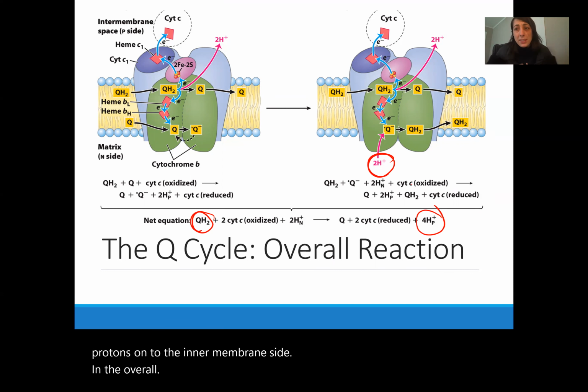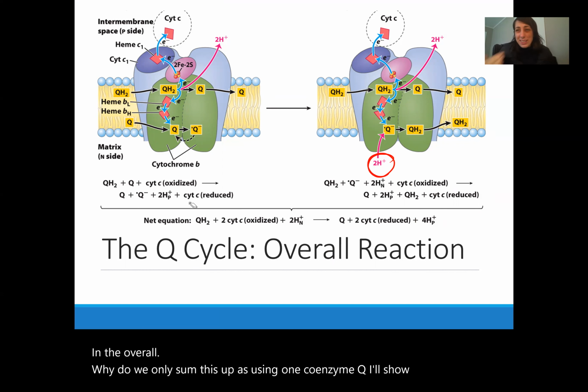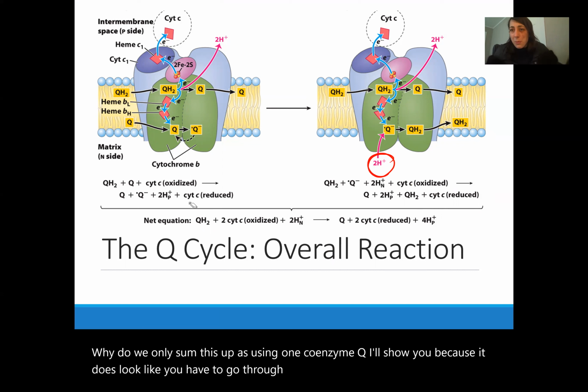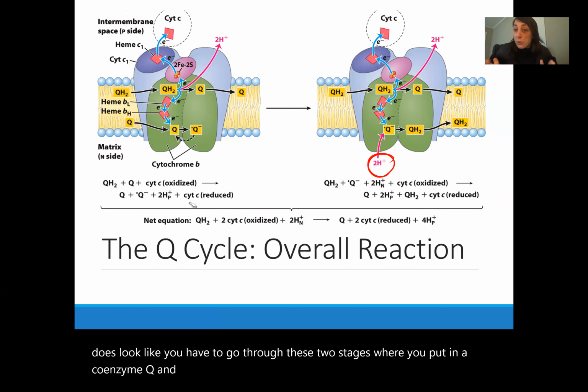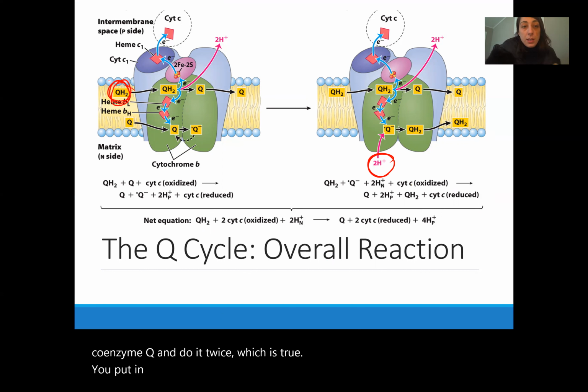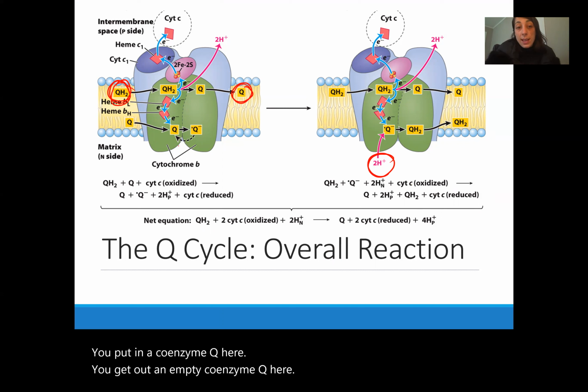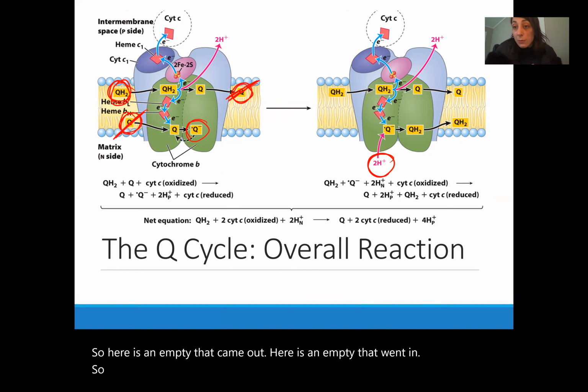Why do we only sum this up as using 1 coenzyme Q? I'll show you because it does look like you have to go through these 2 stages where you put in a coenzyme Q and do it twice, which is true. You put in a coenzyme Q here, you get out an empty coenzyme Q here. And you put in an empty coenzyme Q here, you make a half radical coenzyme Q here, right? So here's an empty that came out, here's an empty that went in. So ultimately, we put in a full coenzyme Q, we get a half radicalized one.